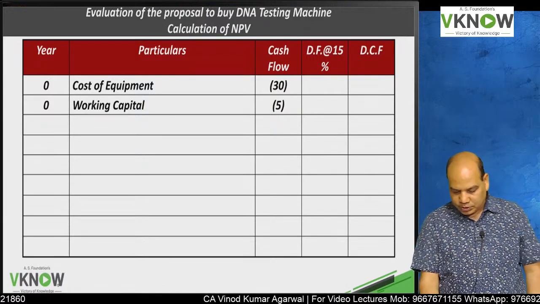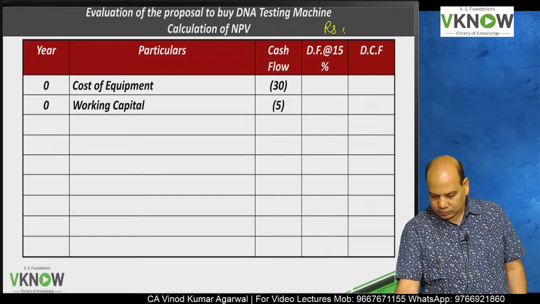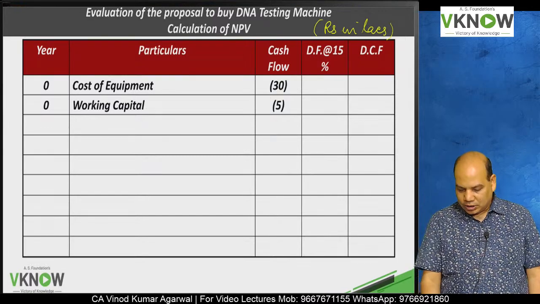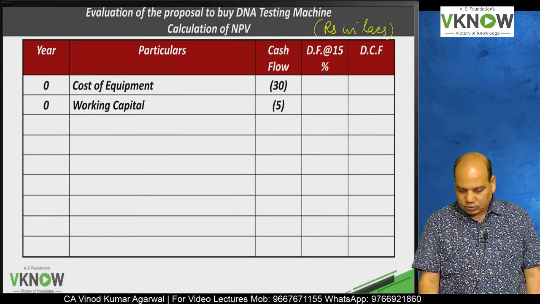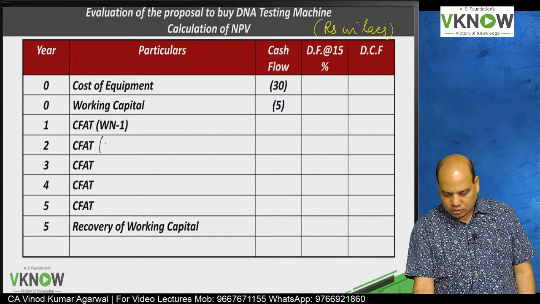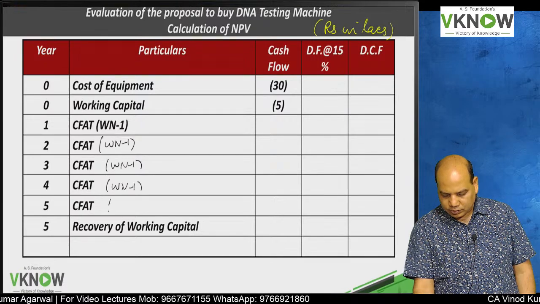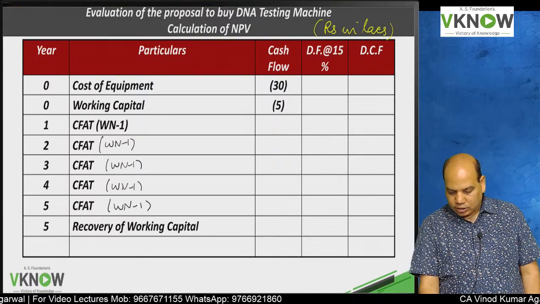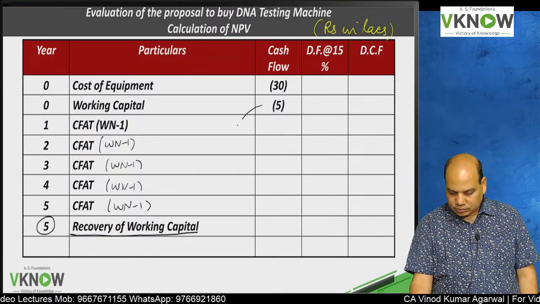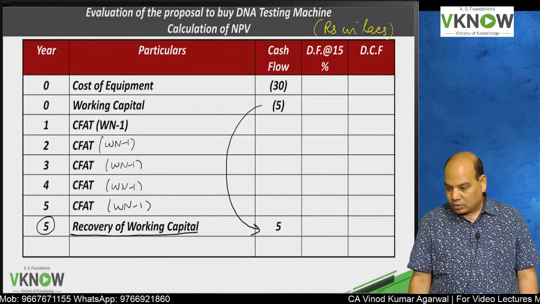If not written, write rupees in lakhs. To get full marks, write everything. After that, write down CFAT for 5 years, and the source of the answer will be working note 1. Then in the year 5, recovery of working capital. This working capital will be recovered in the year 5, and the amount is 5.